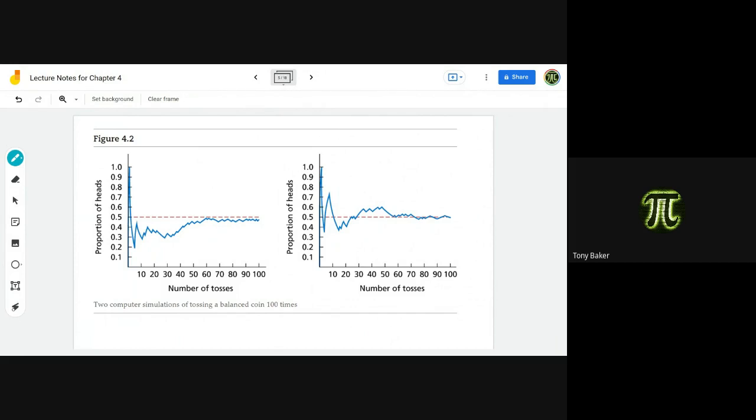This one is another simulation of it. This one seemed to like heads a little more. But again, it started getting balanced out towards that 50% as we got to 100. And if we did it to 500 or 1,000, it would get even closer to that 50%.